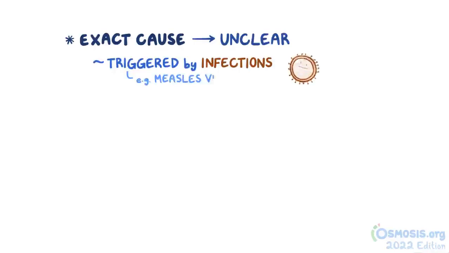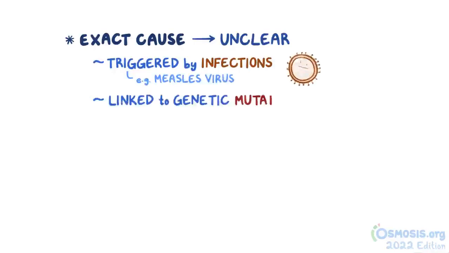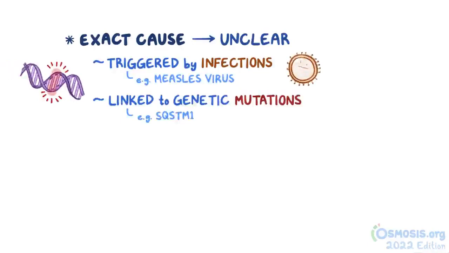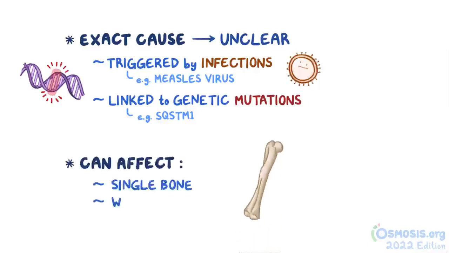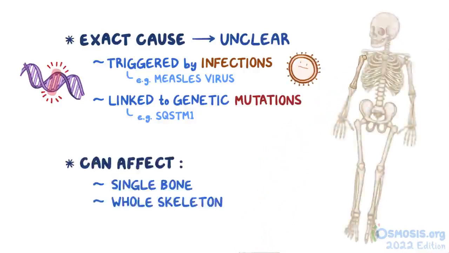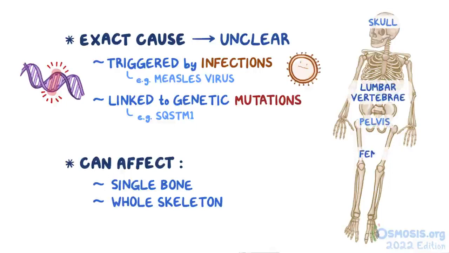The exact cause of Paget's disease of bone is unclear, but it can get triggered by infections like the measles virus and is linked to genetic mutations like the SQSTM1 mutation, which encodes a protein involved in regulating osteoclasts. When Paget's disease of bone occurs, it can affect a single bone or the whole skeletal system. Most often, it involves the skull, lumbar vertebrae, the pelvis, and the femur.